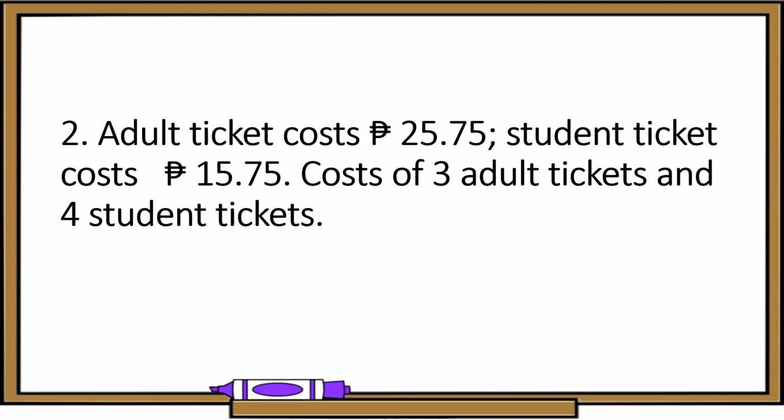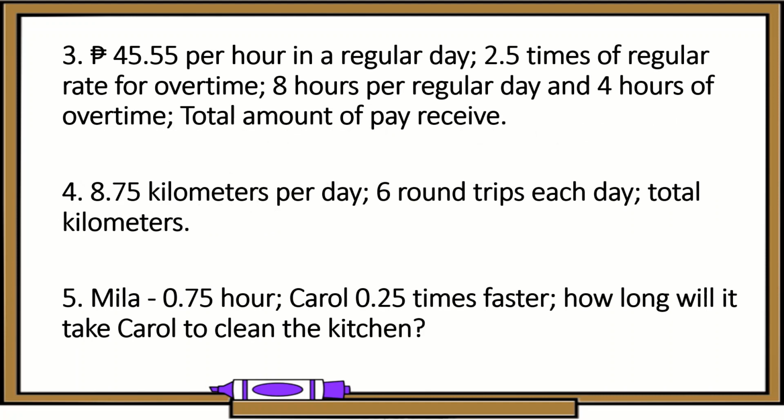For number 2, gagawa kayo ng problem. Ang adult ticket ay nagkakahalaga ng 25 pesos and 75 cents. Ang student ticket ay 15 pesos and 75 cents. Ang cost ng tatlong adult tickets at ang cost ng 4 na student tickets. Para sa number 3, 45 pesos and 55 cents para sa kada oras sa regular day, 2.5 times of regular rate for overtime, 8 hours per regular day, and 4 hours of overtime. Total amount of pay received.